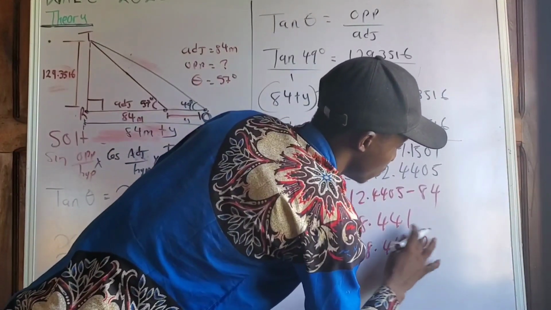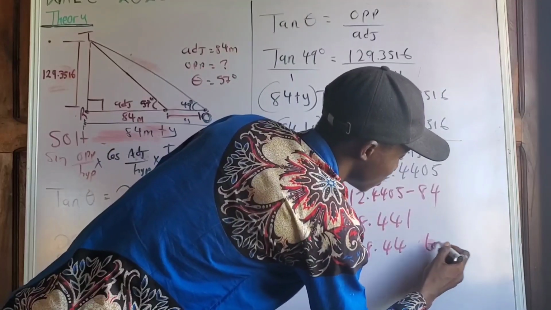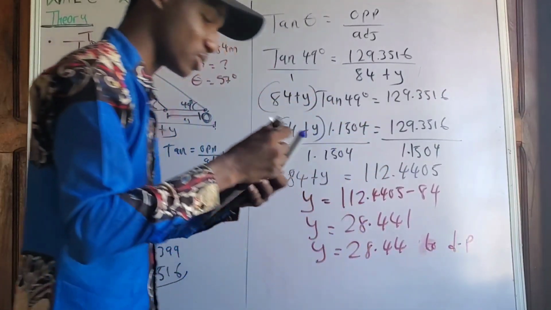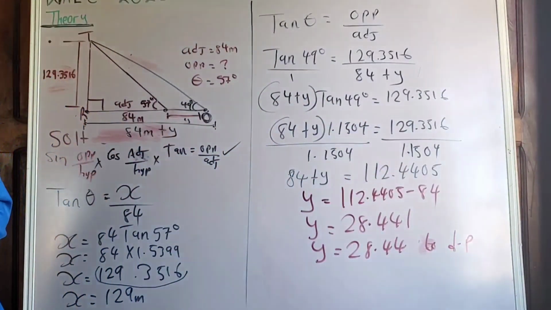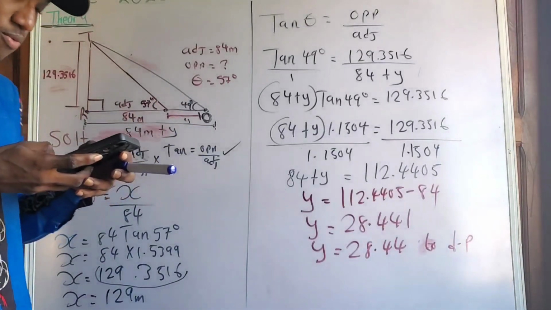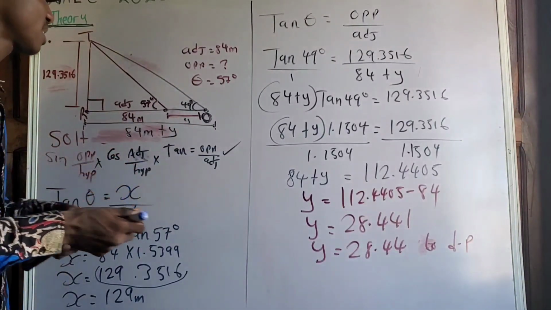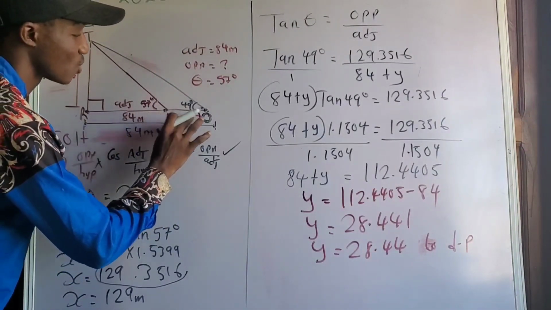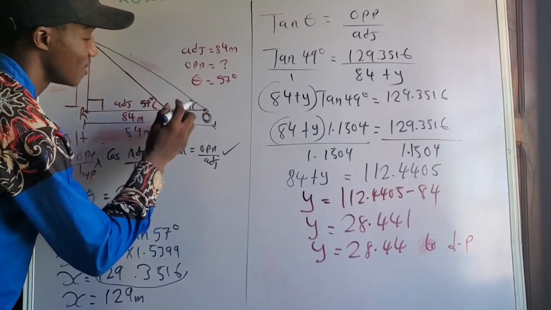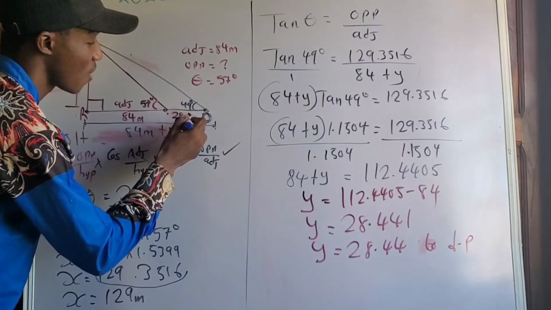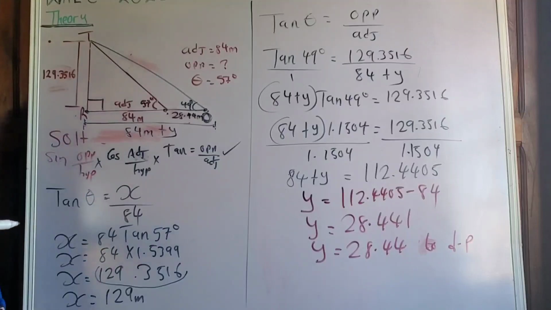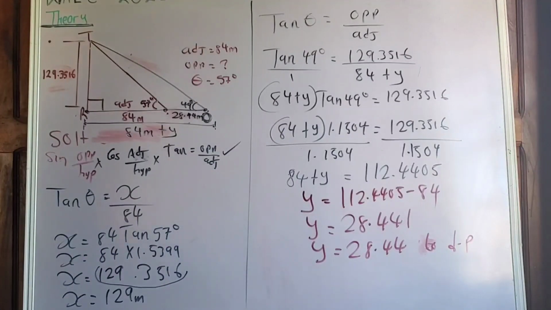28.44 to 2 decimal places, because we are asked to leave our answer in 2 decimal places. That is 28.44. Now that means that the shortest distance between this point is what? 28.44 meters. Do you understand? Okay, you can see how we solve the question.